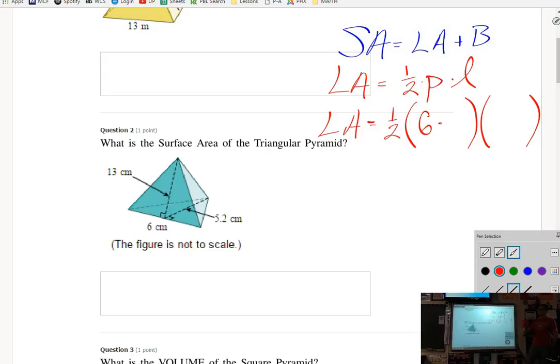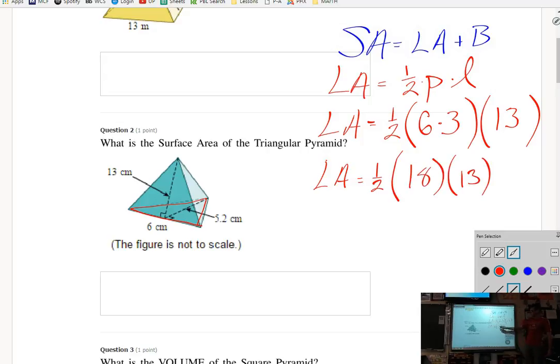Ooh, so the 5.2 is not used yet. We're looking for the perimeter of the base. So 3, right? Because I have 6 as my edge length, and I have 3 of them. So that perimeter will be 6 times 3, and the slant height goes up the pyramid. The 13 is my slant height. So the 5.2 will get used on the base. Since we didn't use it here, we'll use it for the base. That's half of 18, which I can do pretty easily. That becomes 9 times 13.